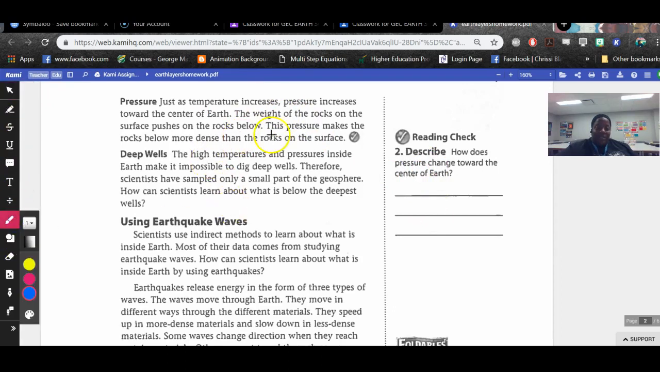We just read that. So it says the pressure makes the rocks below more dense than the rocks on the surface. So how does pressure change towards the center of the Earth? Just as temperature increases, pressure increases towards the center of the Earth. This is a good sentence that I would put over here.